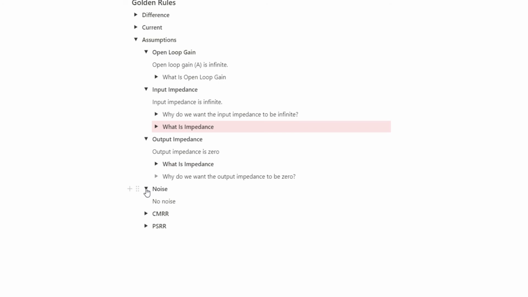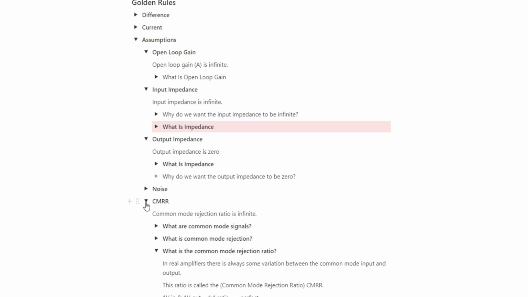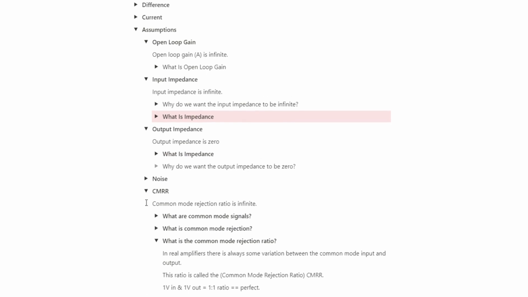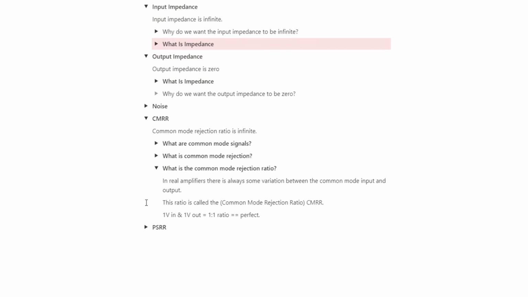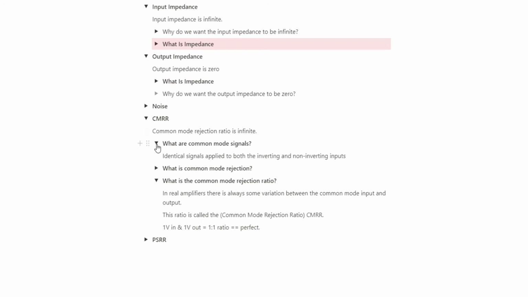Okay, so we want no noise in the circuit. Of course, you don't want noise in your circuit ever, so that's okay. And then common mode rejection ratio, you want it to be infinite. I don't get why you want it to be infinite, but I have a decent idea of what common mode rejection is. Common mode signals are when the same signals are applied to the input. Identical signals applied to both the inverting and non-inverting input.